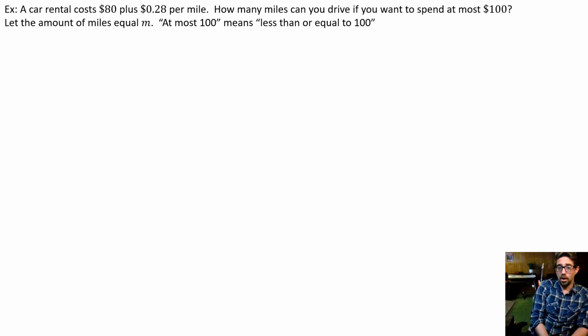So the question is asking how many miles. So that's our variable. You could call it x. I decided to call it m. At most 100, that's the only thing that's new here really. It means less than or equal to 100. So what's our equation? 80 plus 0.28, so per means times in this case. So 28 cents for every mile you drive is going to be 0.28 times m is less than or equal to 100.